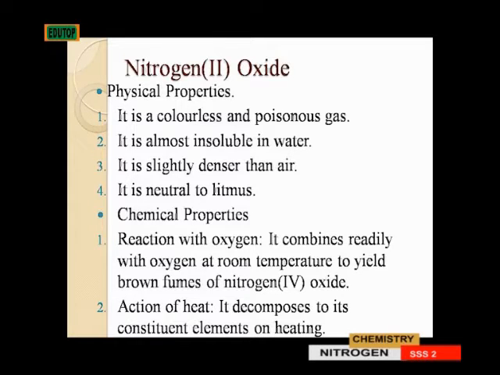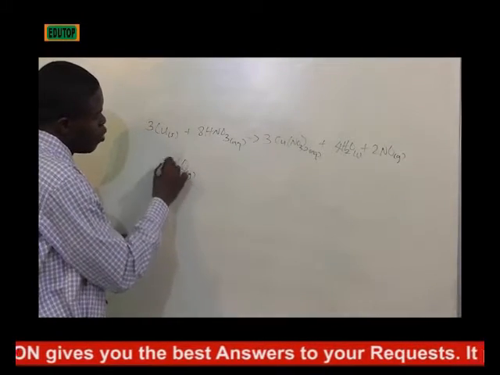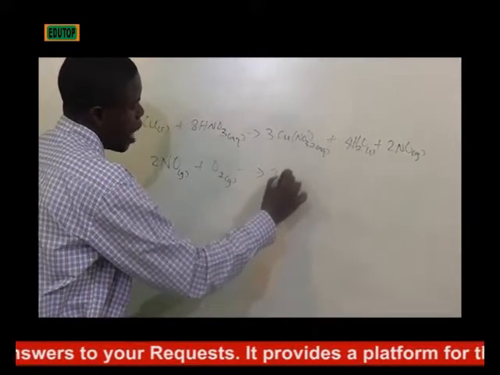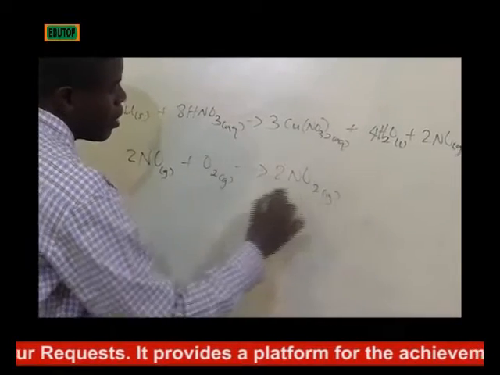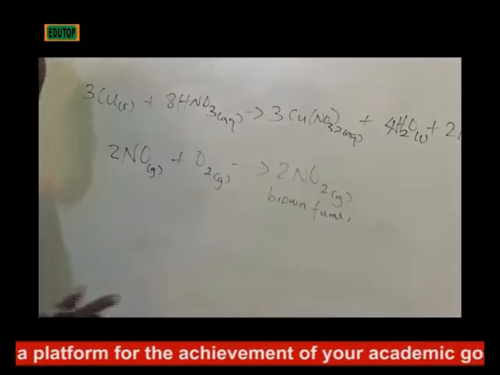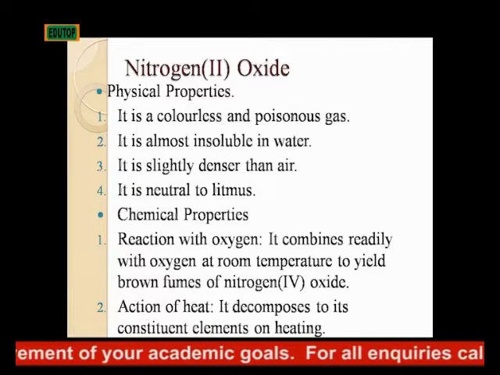Chemical properties. Reaction with oxygen. It combines readily with oxygen at room temperature to give brown fumes of nitrogen 4 oxide. And this is the reaction to justify that: 2 moles of nitrogen 2 oxide gas combining with oxygen gas to give 2NO2 gas. This is brown fumes of nitrogen 4 oxide. That is the reaction of nitrogen 2 oxide with oxygen.